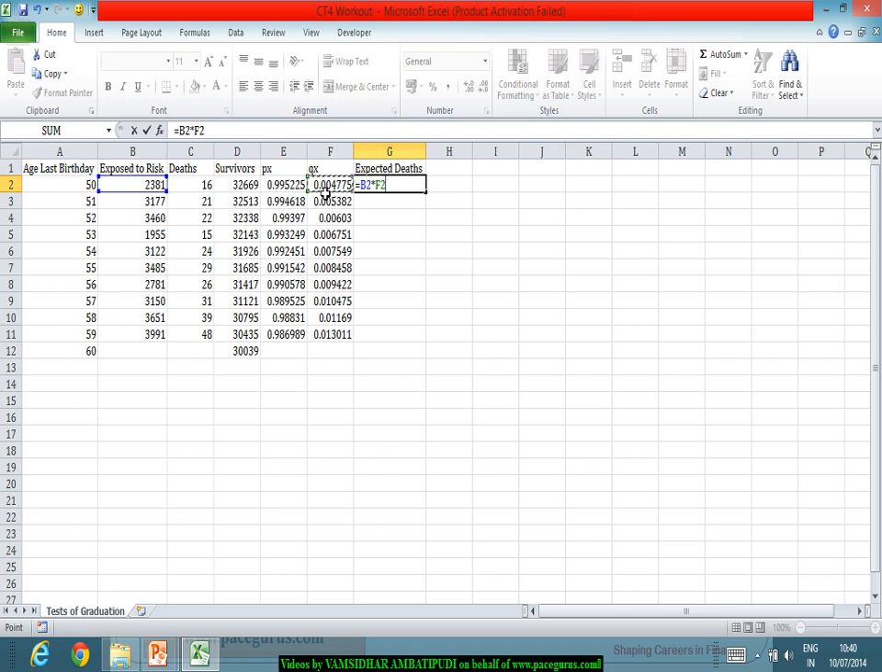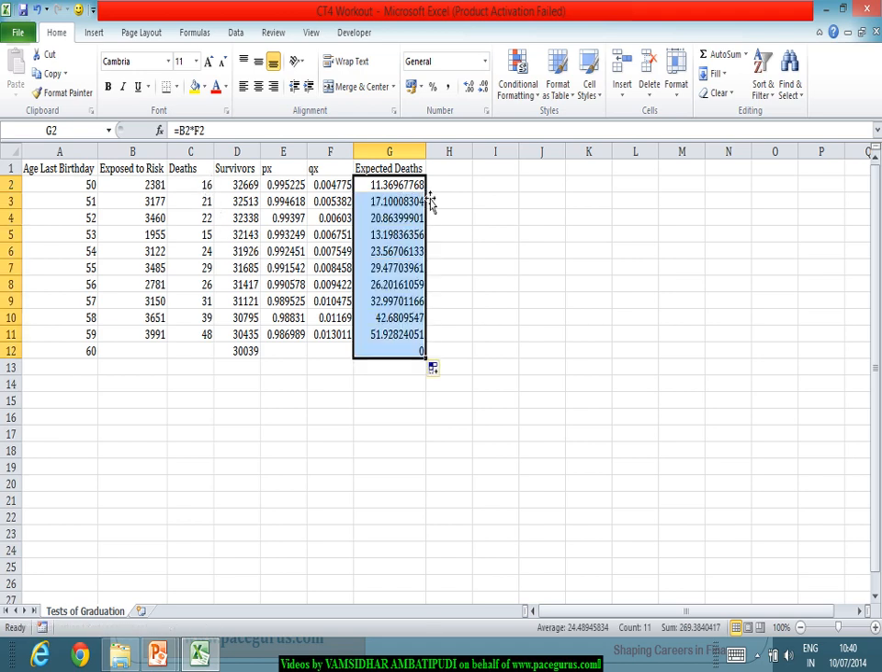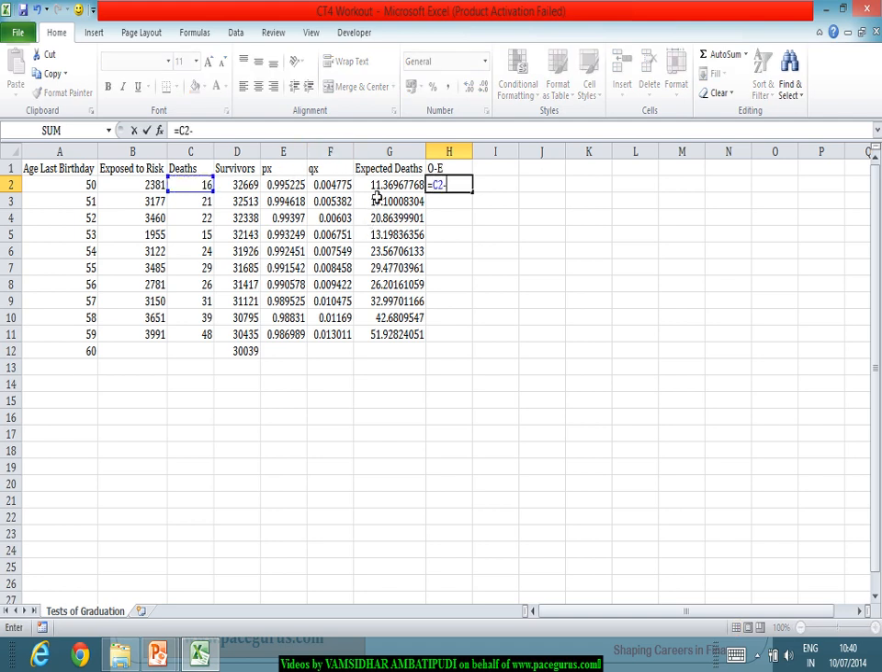I multiply it with qx for that period, saying 11.36 were the expected deaths during that period, whereas the actual deaths were 16. The same logic I can continue. So for each of the years here, we are expecting deaths of 51, whereas the actual deaths were 48, and so on. So we have the observed deaths, actual deaths, we have the expected deaths. So from here I can find out O minus E, which is the observed deaths minus the expected deaths. Okay, observed deaths minus the expected deaths coming out to this much.